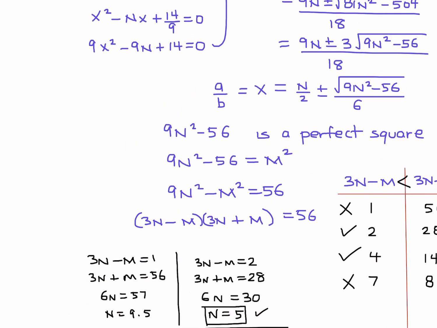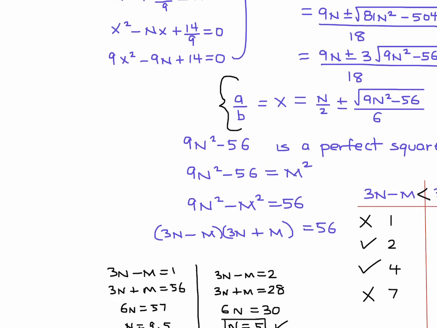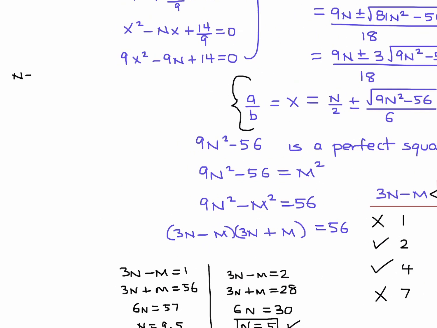All right, let's go back and use this equation to figure out a over b, using first n equals 5, and then I'll use n equals 3. So for n equals 5, what do I get? I get a over b is equal to 5 over 2 plus or minus the square root of 9 times 5 squared, which is 25, minus 56, all over 6. So that looks like 5 over 2 plus or minus, let's see here, that's going to be equal to 13.